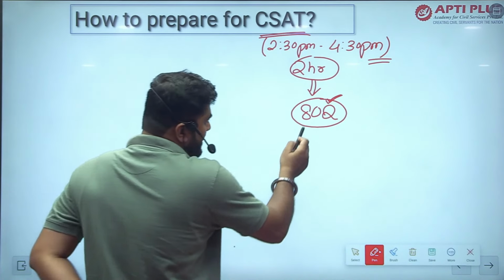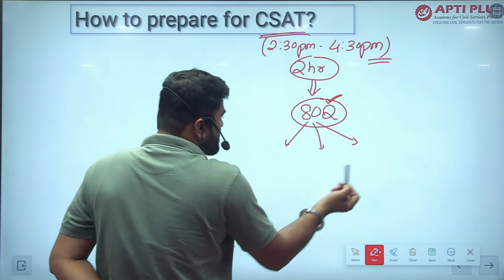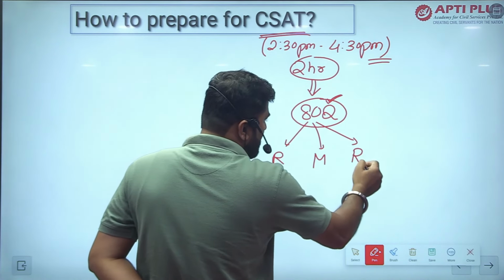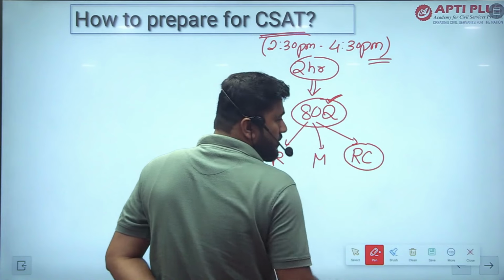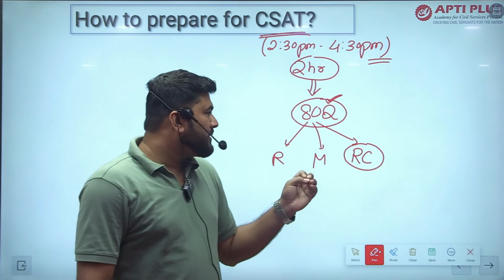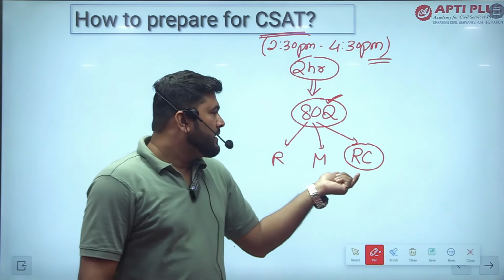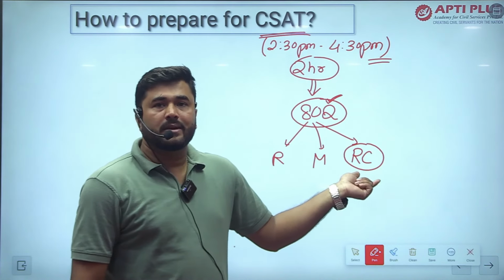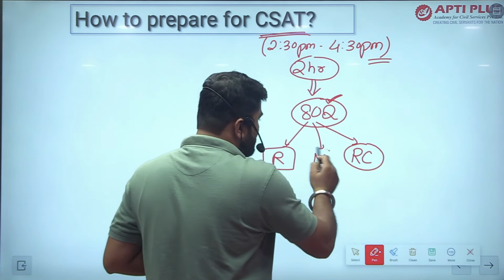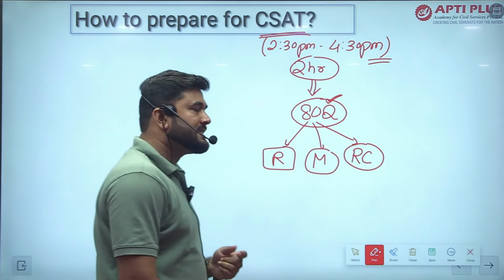And what will these 80 questions be? There are reasoning questions, mathematics questions, and RC questions, meaning reading comprehension. We can't define this as proper English, as there is no proper representation of English in this paper. Only reading comprehension comes in this paper. So we get 3 sections: reasoning, maths, and reading comprehension, RCs.